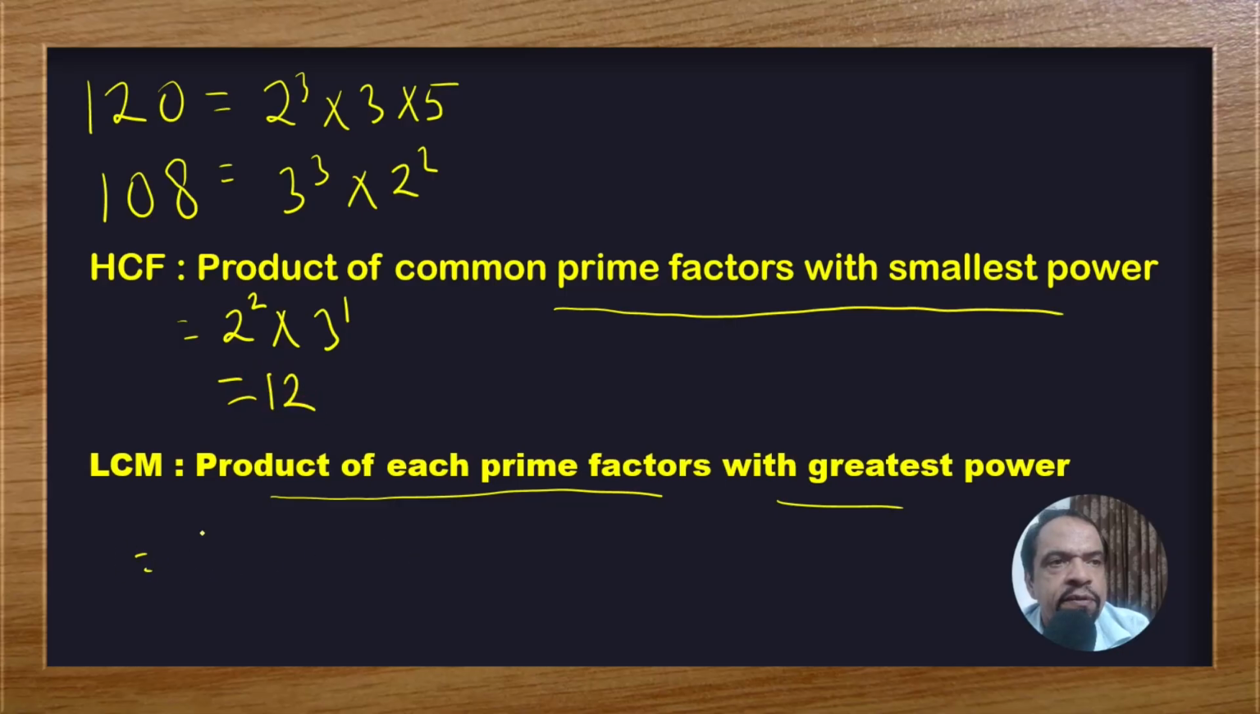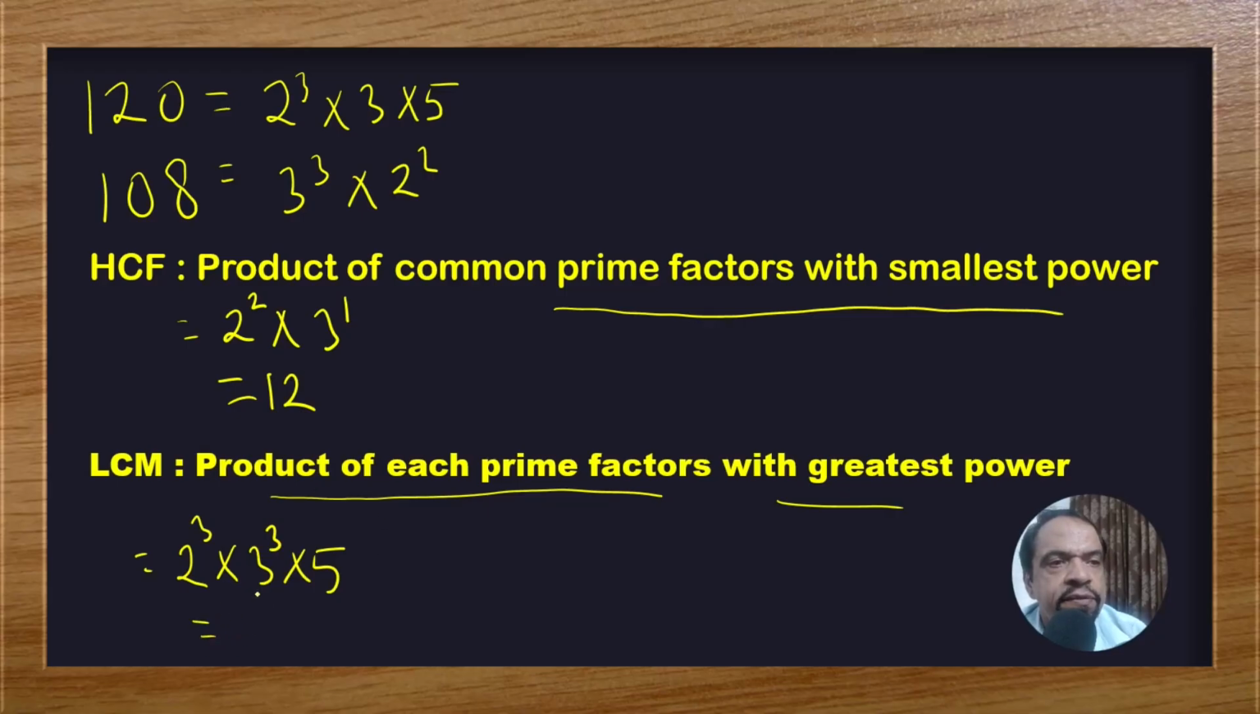Now come to the LCM, the product of each prime factor. Listen here, product of each prime factor means you have to write all the factors, whether they are common or not: 2, 3 and 5. Now, with the greatest power. So listen, this is the difference: with the greatest power. For 2, the greatest power is 2 to the power 3. For 3, the greatest power is 3, and for 5 it is only 1.